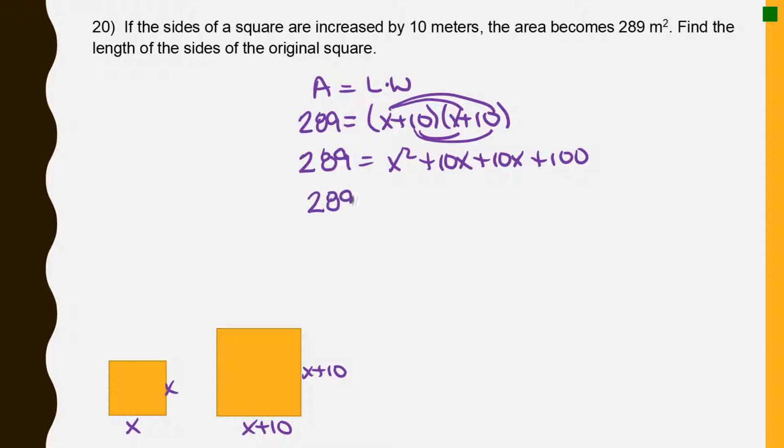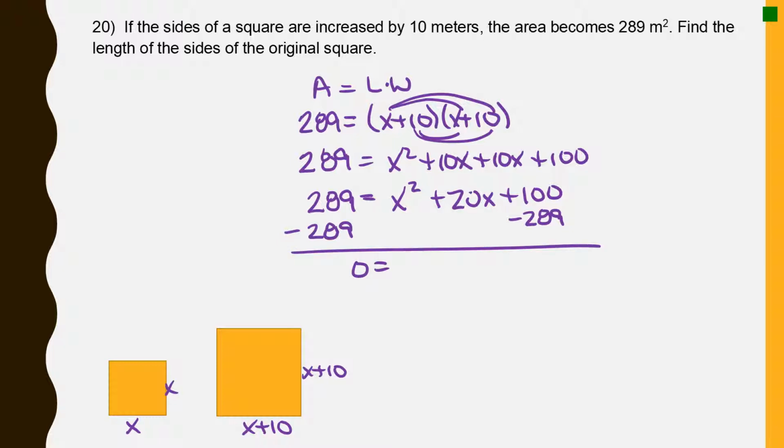So just keep bringing that 289 down right now. X squared, combine like terms. So you have x squared plus 20x plus 100. Now I'm going to subtract the 289. So I get x squared plus 20x, that's a 20, minus 189. Let's do that discriminant thing over here, okay? b squared minus 4ac. b is 20, 20 squared minus 4, a is 1, c is negative 189.